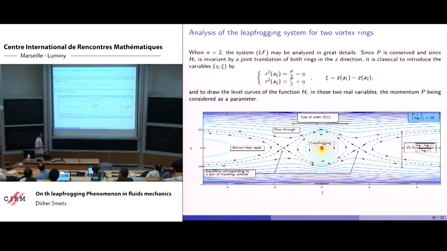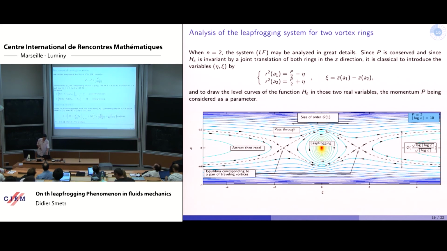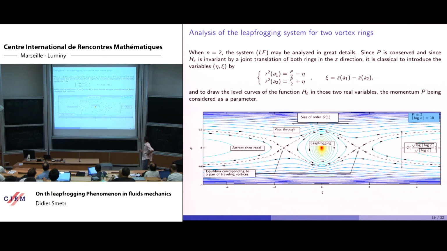Now, to finish, I will just give some more details, because I think they are worth it, on this ODE flow, this Hamiltonian flow, when there are only two vortex rings, just to recover the leapfrogging observed by Euler. So in that case, there are four variables, because if I have two vortex rings, both are in the plane here, so I have four independent parameters, but I cannot write the phase space easily, but there are some conserved quantities.